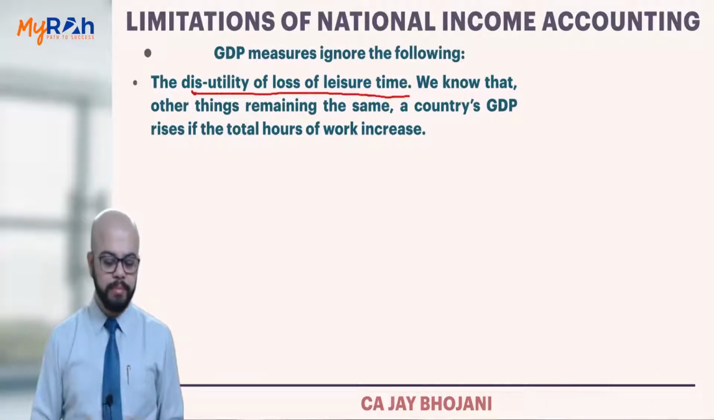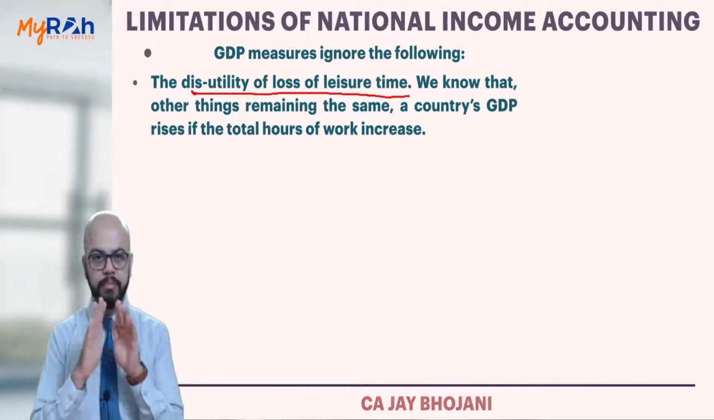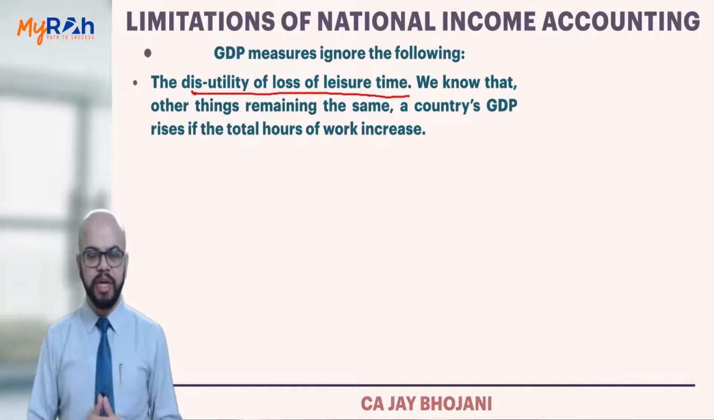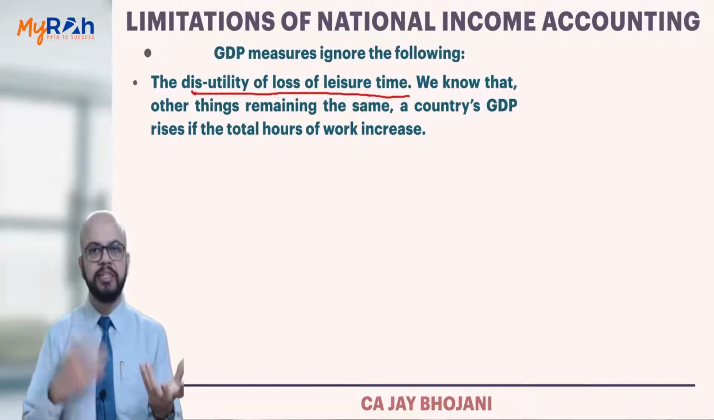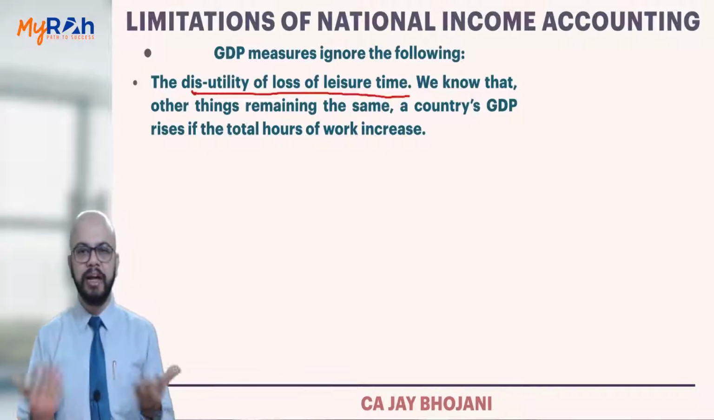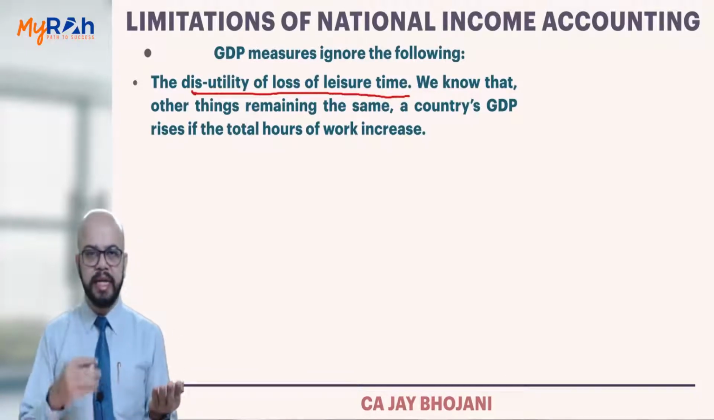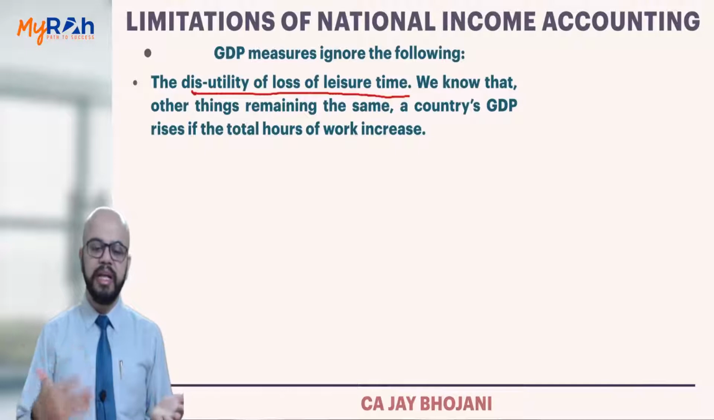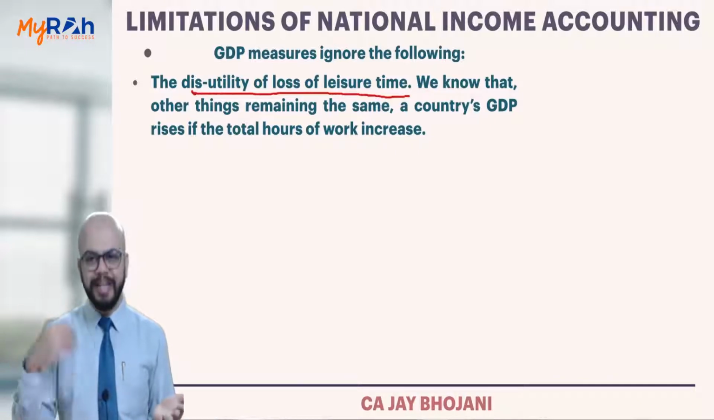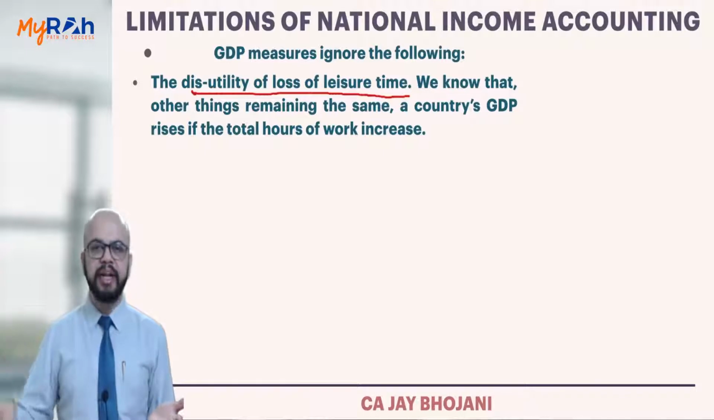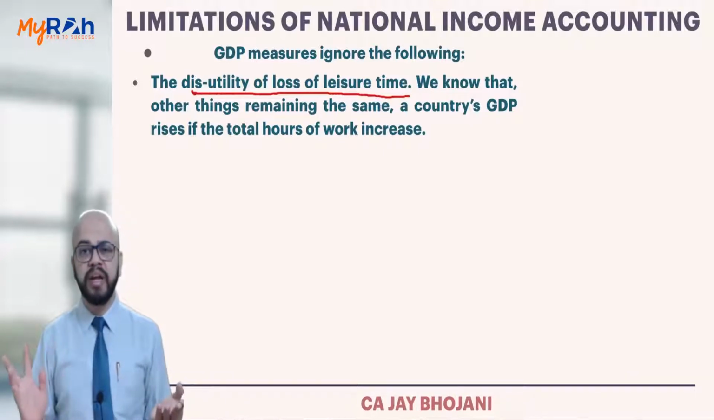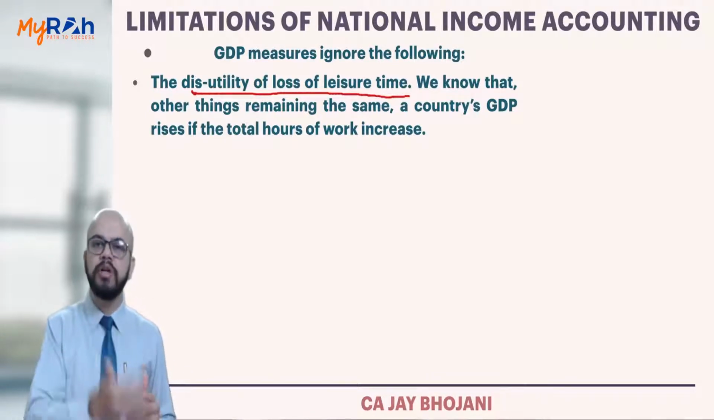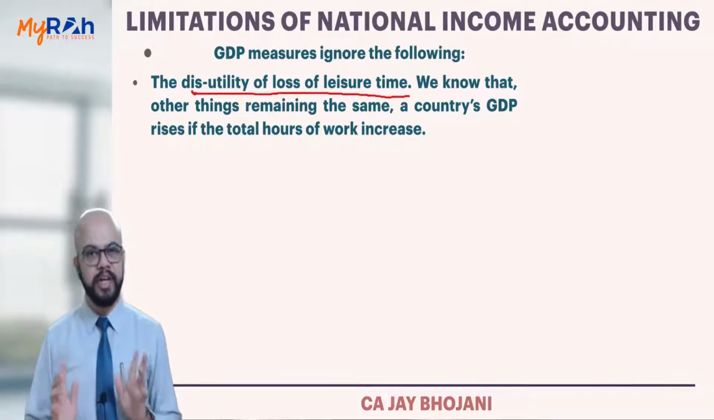Every individual can spend his time doing two types of activities from an economic point of view: labor and leisure. Labor means that he is spending his time working. Leisure means he is spending his time relaxing, whether sleeping, eating, spending time with his family, watching a movie, or going out on a picnic, whatever he is doing for his own happiness. He is not working. That time is known as leisure time.